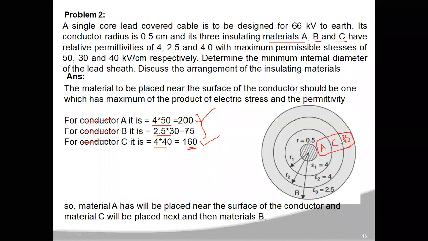Is it clear, ma'am? So this is A, this is C, this next B. So you should not place A, B, C like this. First you must find out the product of epsilon and G max.